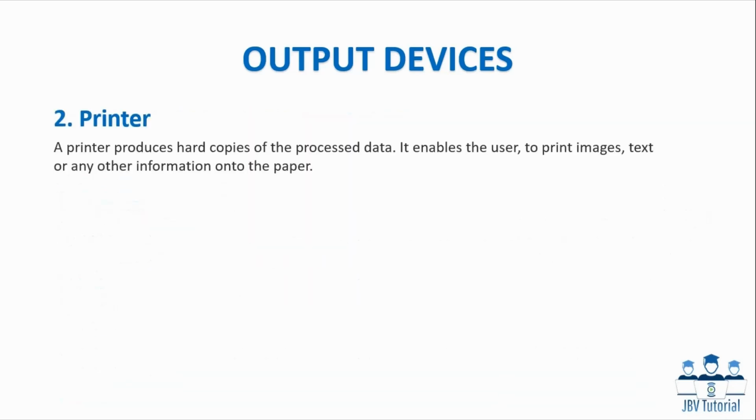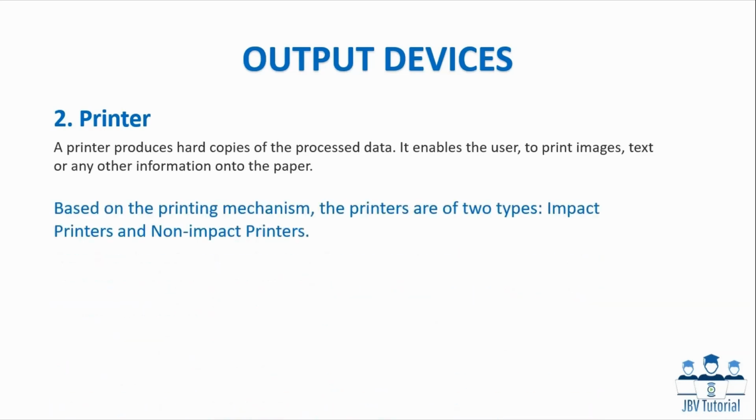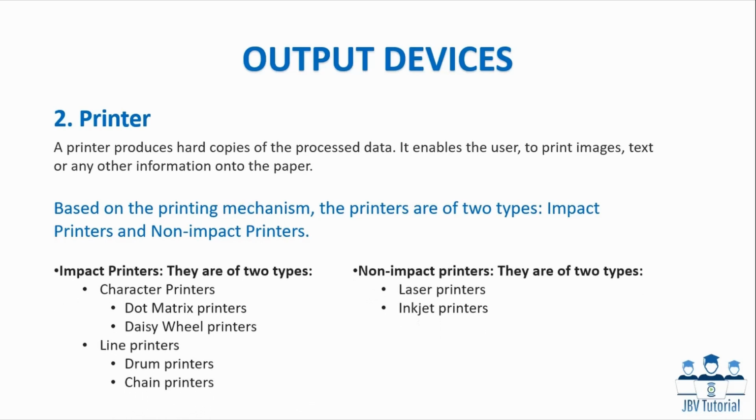The second output device is printer. A printer produces hard copies of the processed data. It enables the user to print images, text, or any other information onto the paper. Based on the printing mechanism, the printers are of two types: impact printers and non-impact printers.